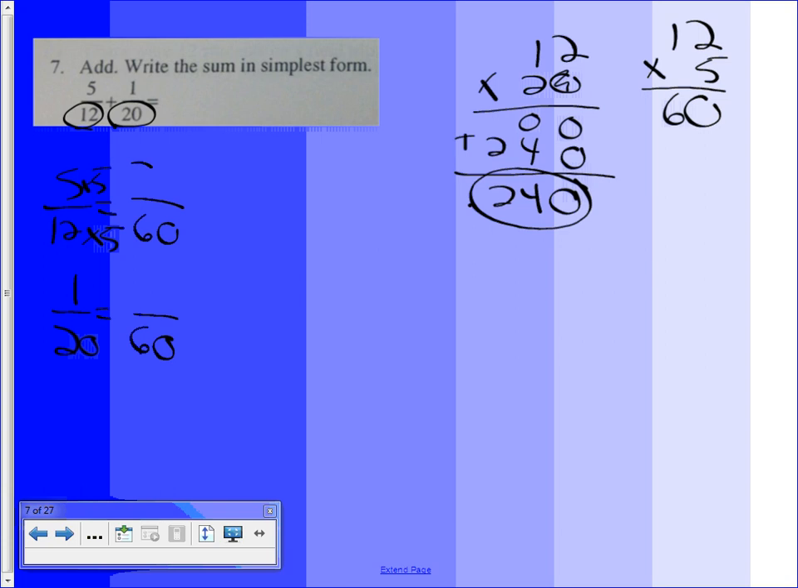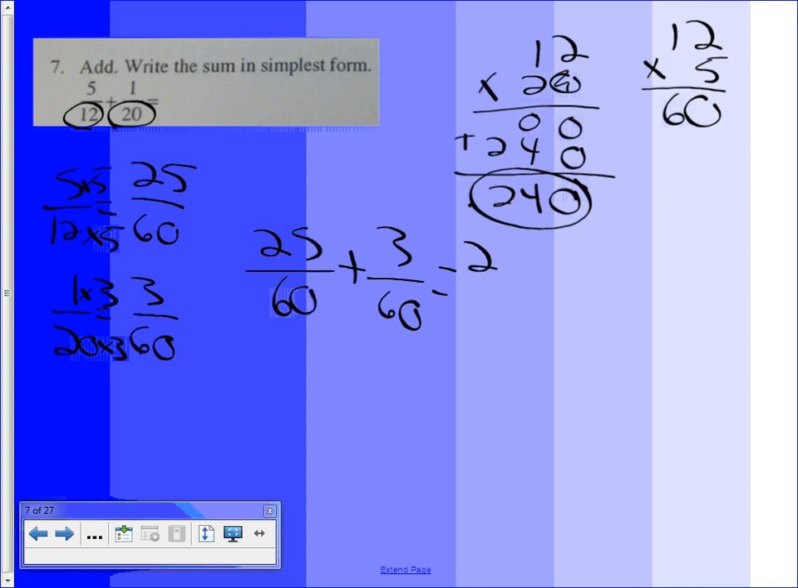12 times 5 is 60. 5 times 5 is 25. 20 times 3 is 60. 1 times 3 is 3. I'm going to rewrite my fraction. A lot of you skip this step, and that's why we get it incorrect. Make sure we're adding 3 over 60. Go ahead and add across. 25 plus 3 is 28 over 60.